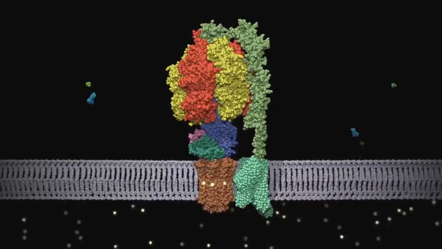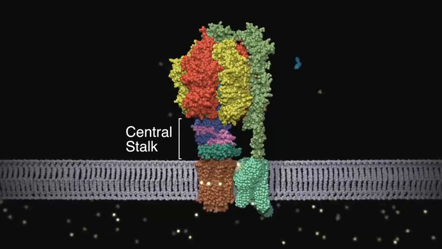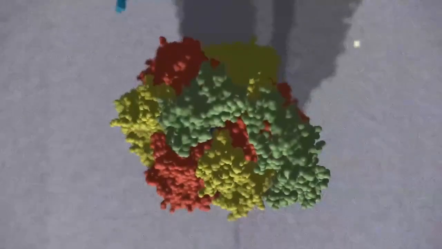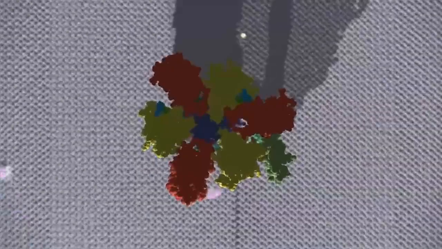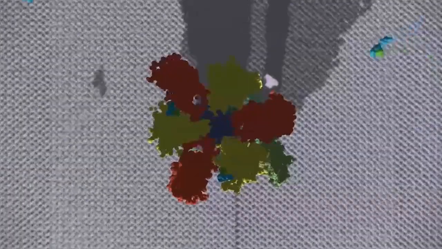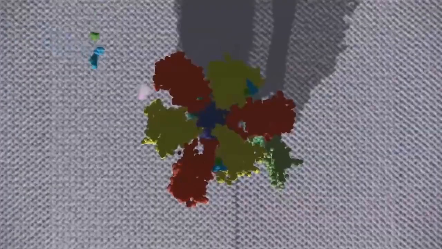The torque generated in the FO motor is transferred to the F1 motor by a central stalk or shaft. The F1 motor is responsible for generating the ATP by addition of phosphate to ADP. The top of the central stalk acts similarly to a camshaft, so that as it rotates within the F1 motor, it causes conformational changes of the catalytic subunits.